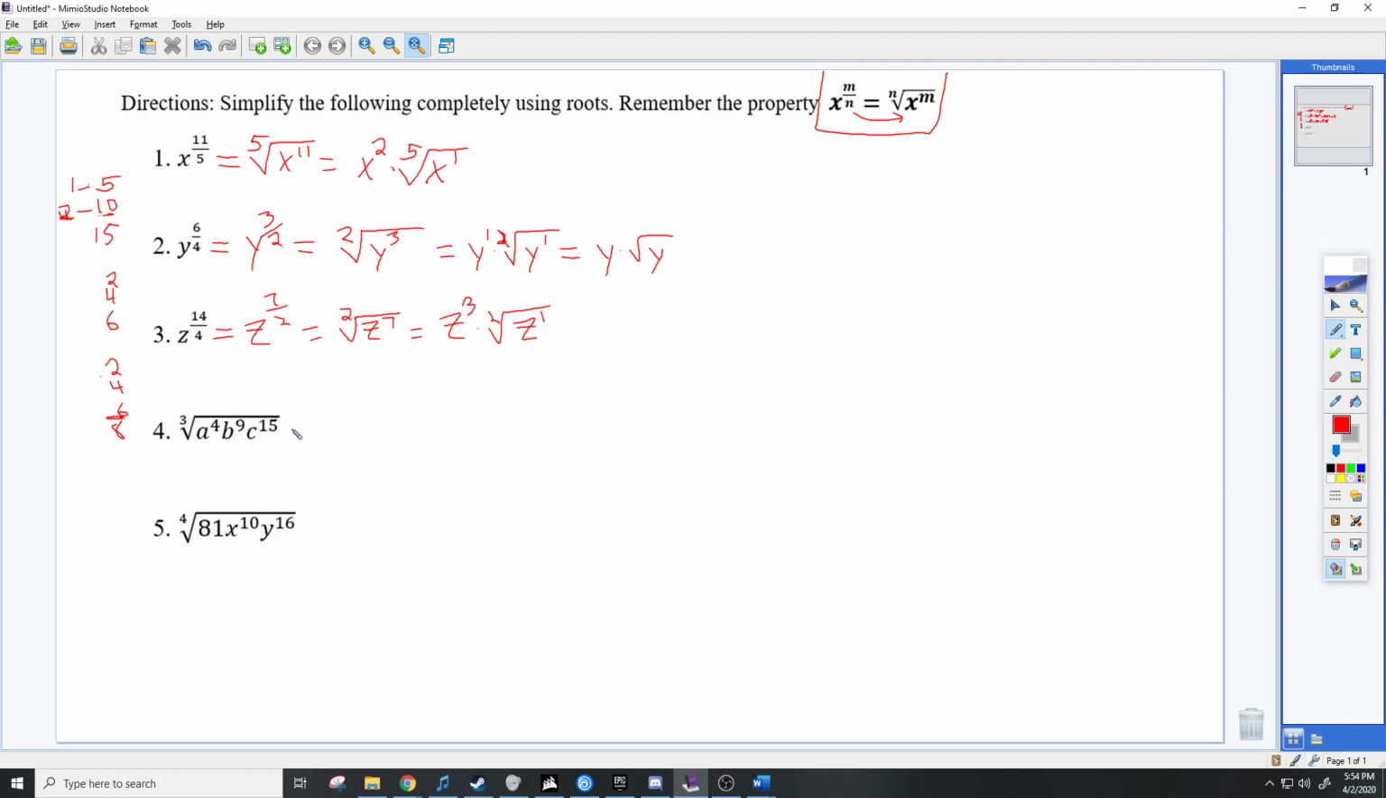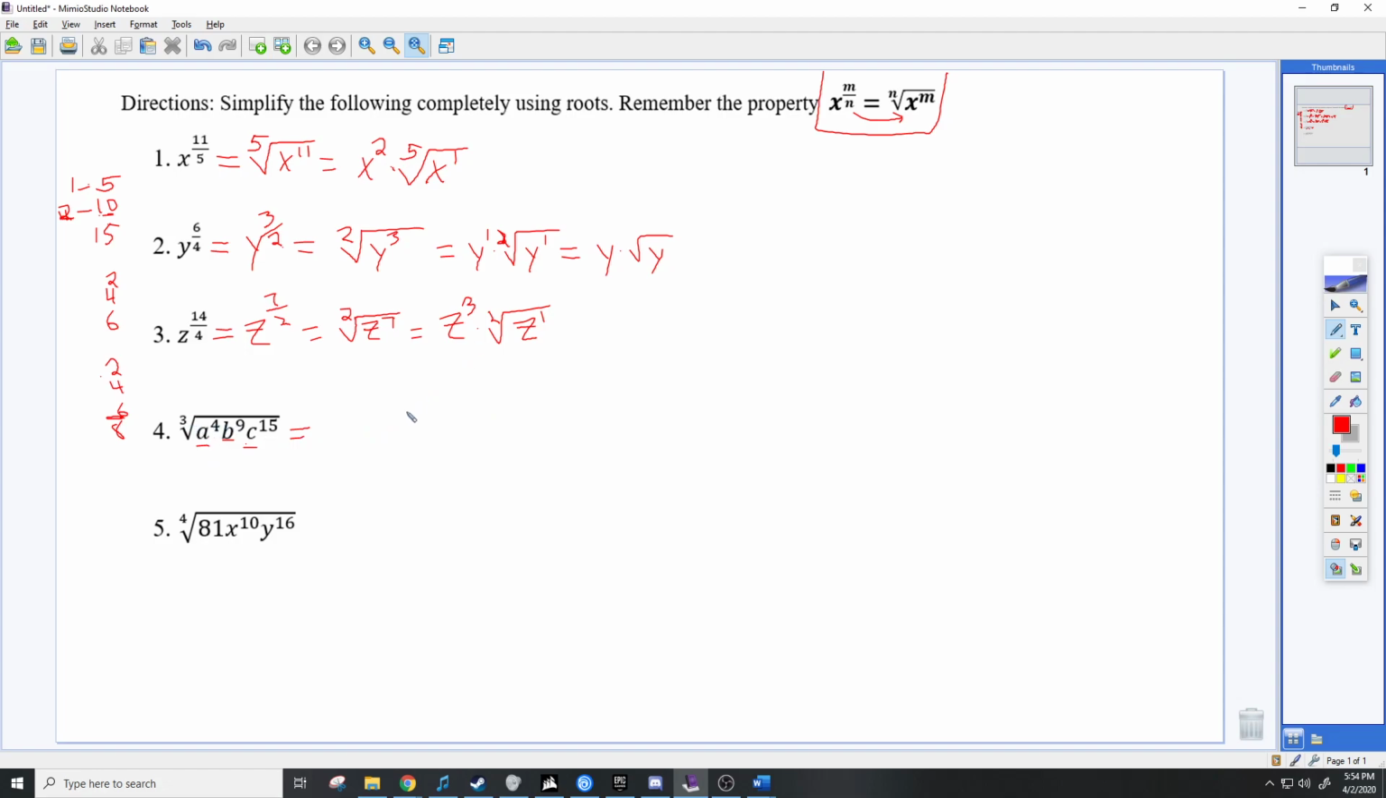All right, number 3, very similar to the ones above. We just have multiple variables to deal with, and they already did the first step for us. We don't have to rewrite it with the root because it already gives us the root. We have the cube root of a to the 4th, b to the 9th, c to the 15th. Just do one thing at a time. Leave yourself some space when you do it, and it's not that bad.